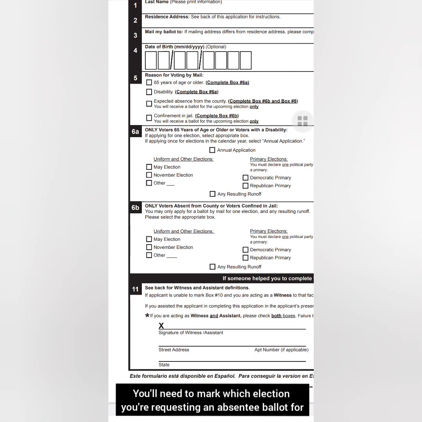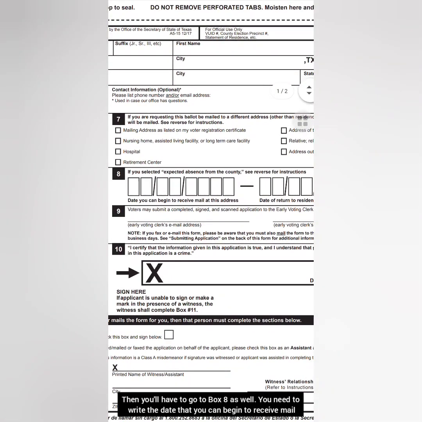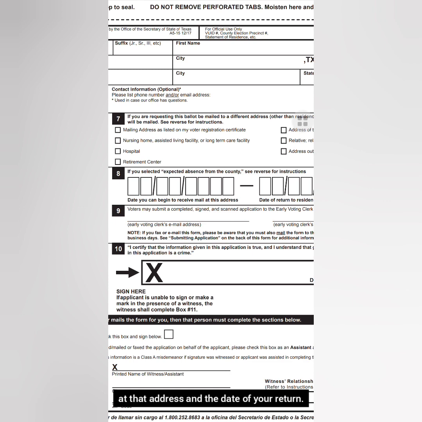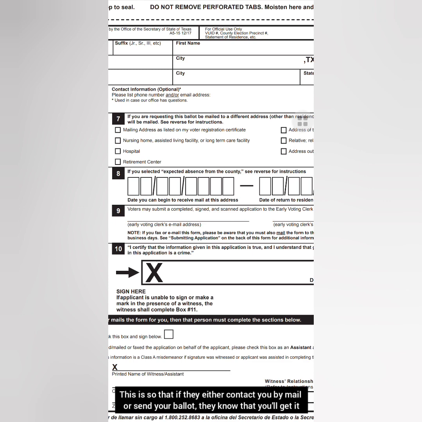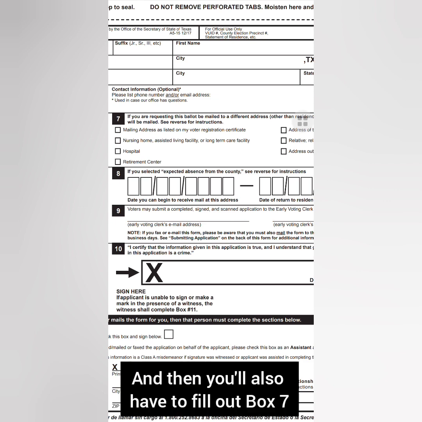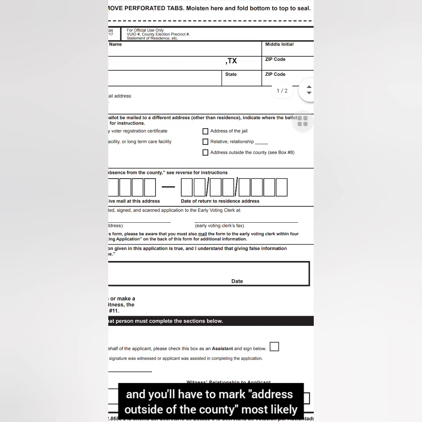You'll need to mark which election you're requesting an absentee ballot for, and most of you will be requesting for the November election. Then you'll have to go to box 8 as well, and you need to write the date that you can begin to receive mail at the address and the date of your return. This is so that if they either contact you by mail or send your ballot, they know that you will get it during these dates at your Kalamazoo address, so make sure you fill that out. And then you'll also have to fill out box 7, and you'll have to do address outside of the county most likely.